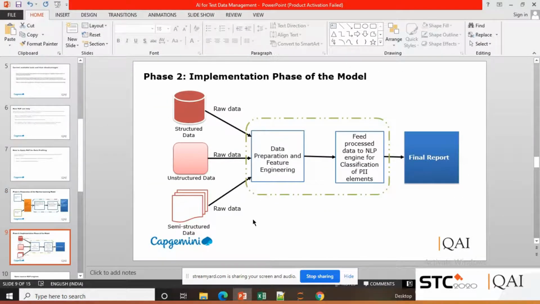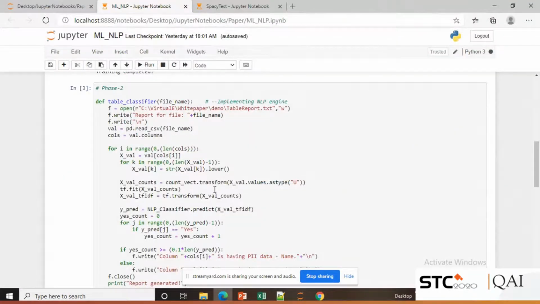So once your NLP engine or the machine learning model is prepared, now it's ready for classifying. What you do is you feed data to it, and it will be able to understand and generate a report for you, and it will tell you where PII data is present or not present. Just one thing before feeding the data to the NLP engine, as I said, we again need to represent it mathematically or numerically. So we again need to do that feature engineering, feature extraction part. Once we do that, we feed it to the NLP engine and it will give us the final report.